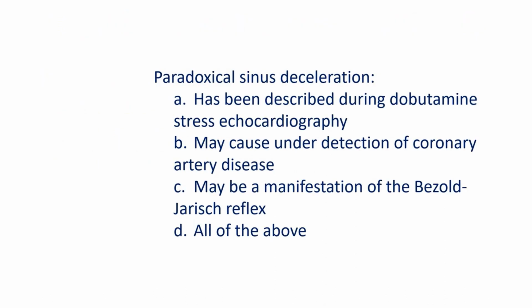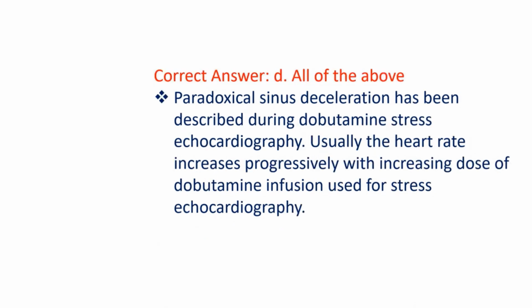Paradoxical sinus deceleration: A. has been described during dobutamine stress echocardiography. B. may cause underdetection of coronary artery disease. C. may be a manifestation of the Bezold-Jarisch reflex. D. all of the above. Correct answer D, all of the above.